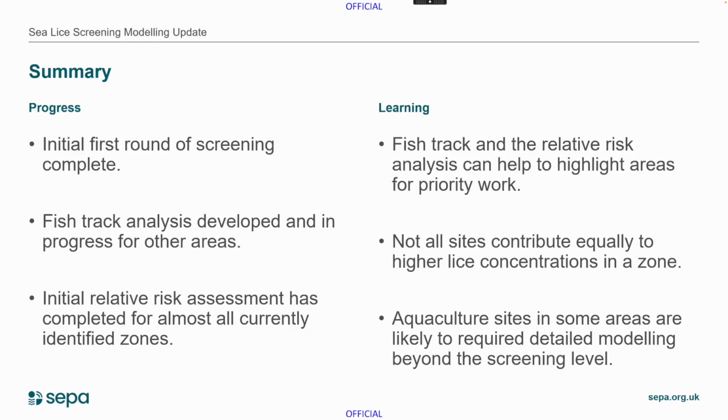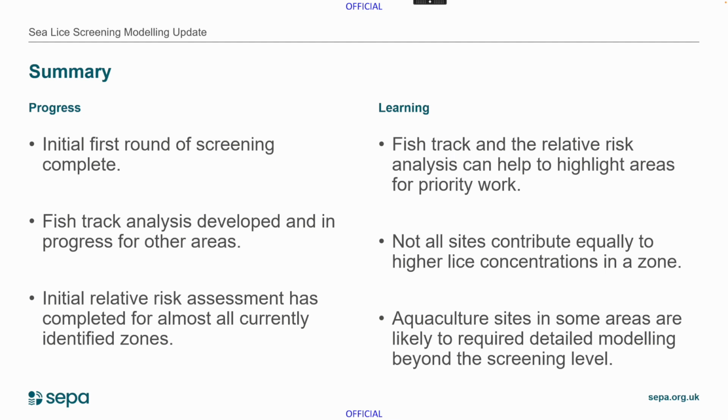In summary, we've made good progress on an initial round of screening. We've modelled a lot of sites over a large area in a very consistent way. But these are approximate models, and what we're trying to do with them is understand where risk might be high so that we can target the effort on these areas. Developing the fish tracks has been a really useful process, and we're getting feedback on that process and refining it, as we are with everything.